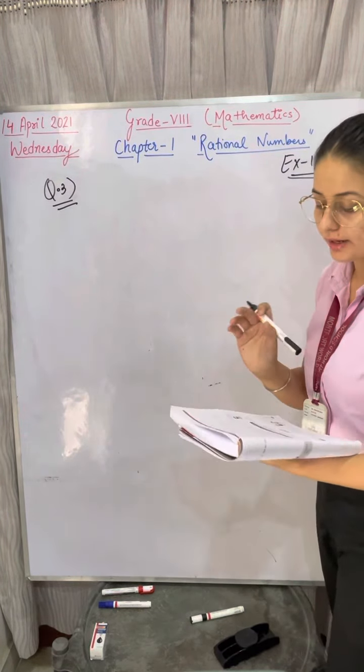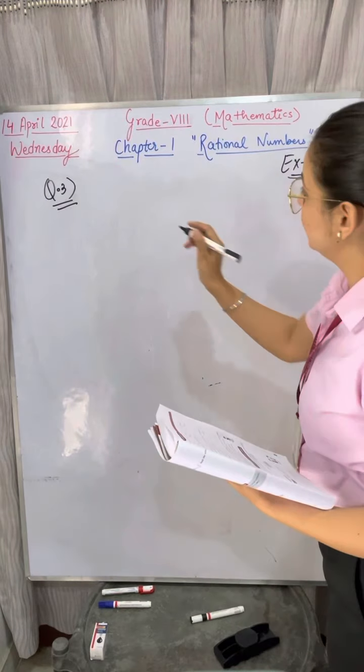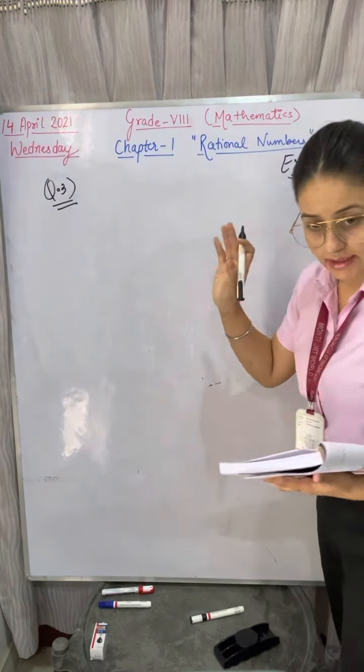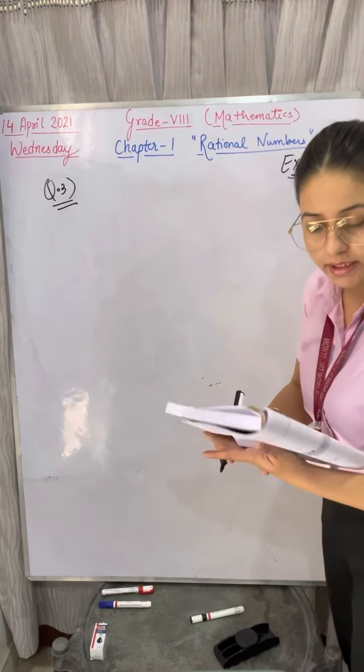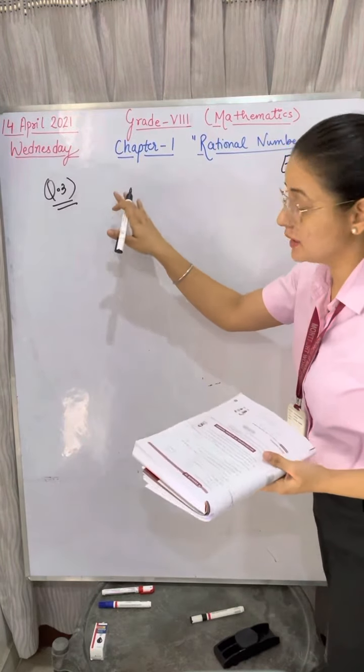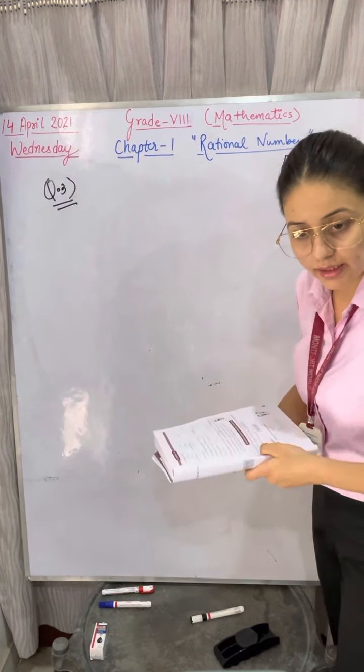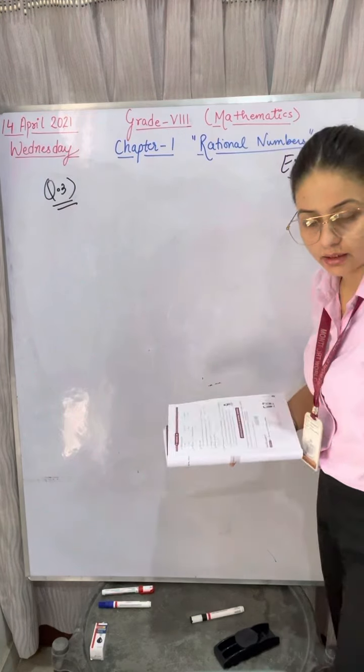The sum of two rational numbers is given. So you have to write, the way I told you yesterday, read the statement and write it down side by side. Whatever is given, write it down side by side, okay?